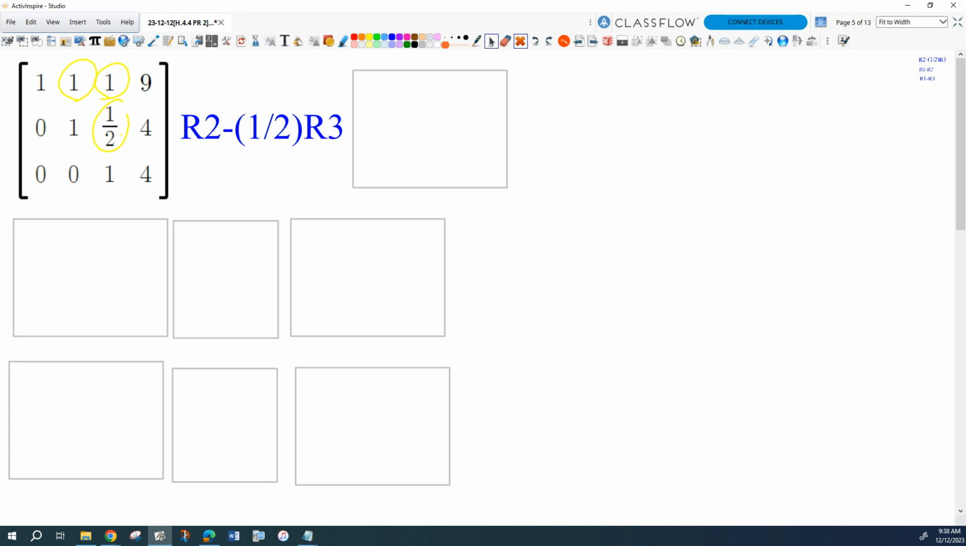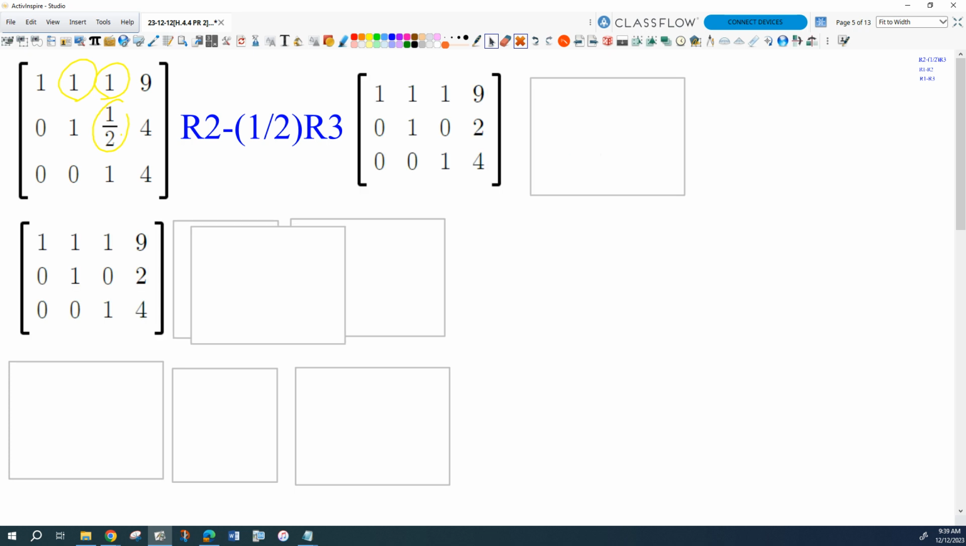Okay, so what's that going to give us? If I do row 2 minus 1/2 of row 3, the first two slots stay the same. The first two entries, or the first two coefficients, in the second equation stay the same. But if I multiply this guy by 1/2 and subtract it from row 2, 1/2 times 4 is 2. 4 minus 2 is 2. Okay, give me thumbs on that. Does that make sense? You see the logic there?